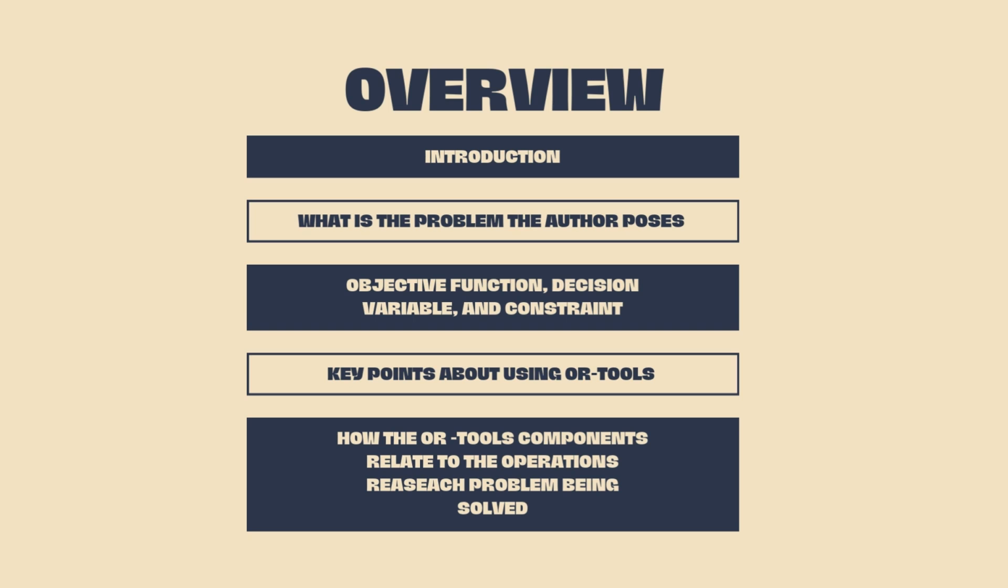First of all, let's look at the overview. We have 4 main parts. The first part is what problem the author poses. The second part, which is also the most important part, we will point out the objective function, decision variable and constraint. The third part is key points about using R tools, and lastly, how the R tools components relate to the operations research problem being solved.